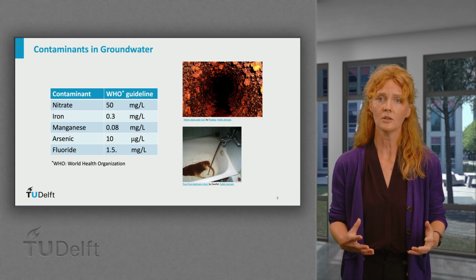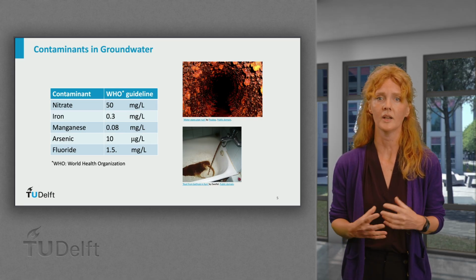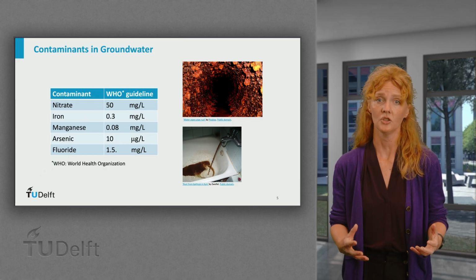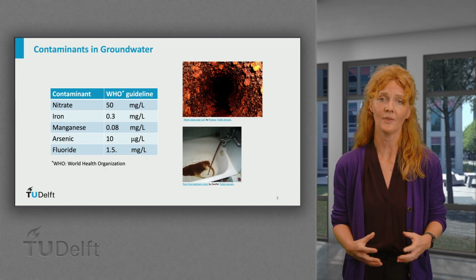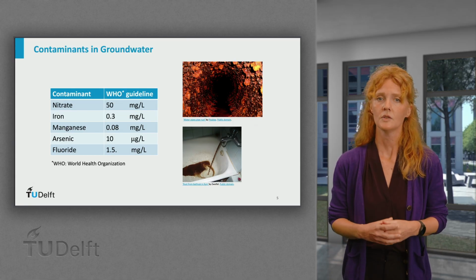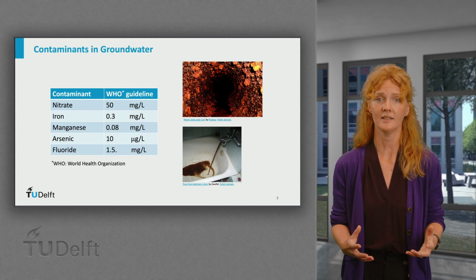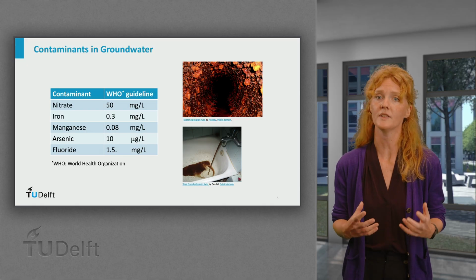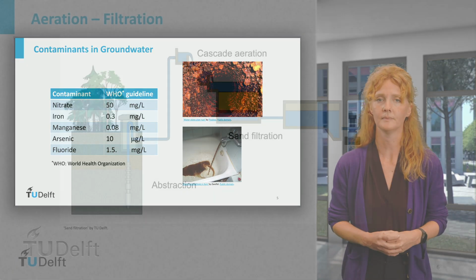Manganese in water can also cause discoloration of the water or issues in the piping. In addition, long-term exposure to manganese via drinking water can have neurological health effects. So, WHO has a health-based guideline for manganese of 0.08 milligrams per liter.